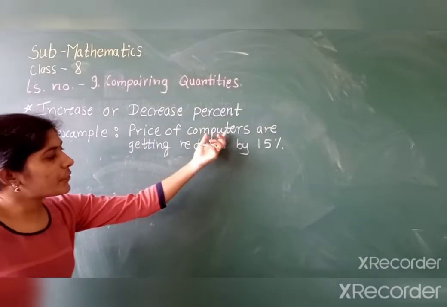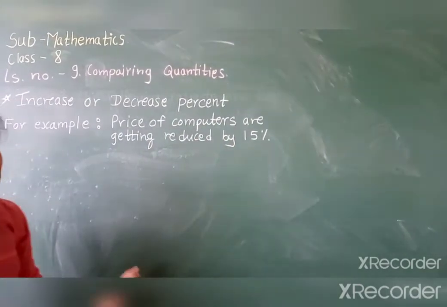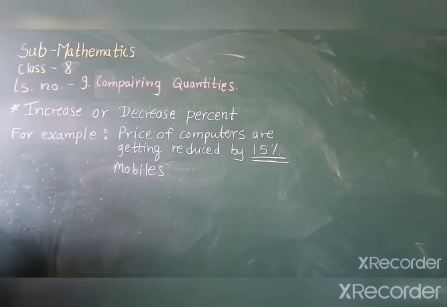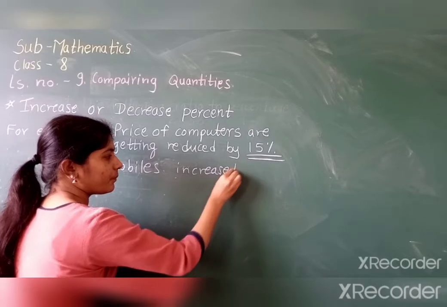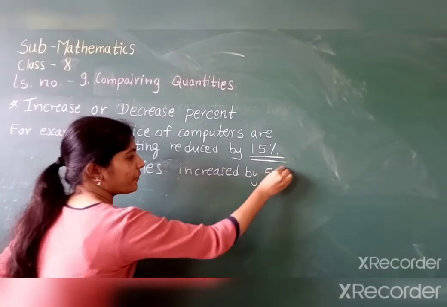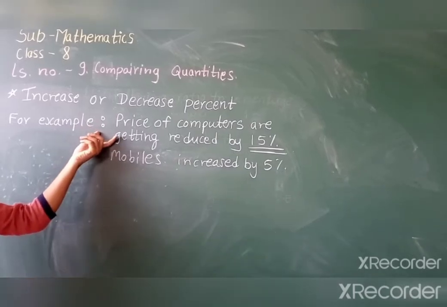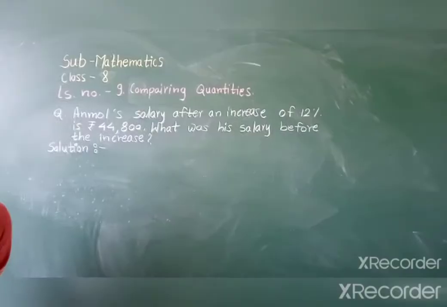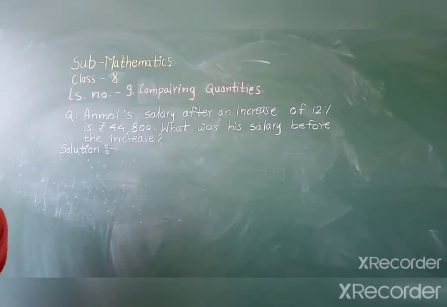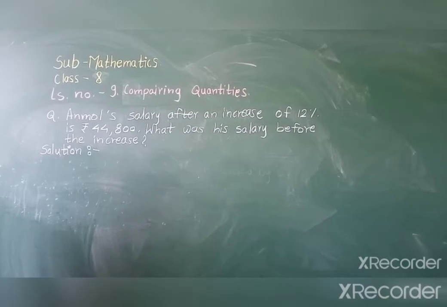Next topic is increase or decrease percent. Price of computers is getting reduced by 15%. Phones' price is increased by 5%. So this is percent increase and percent decrease. Now let's consider an example where we need to calculate increase percent or decrease percent.